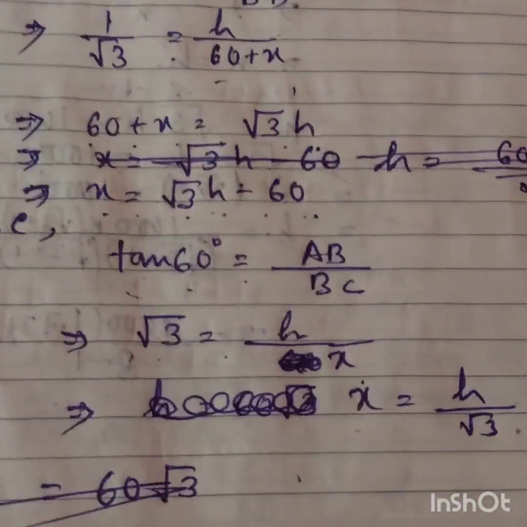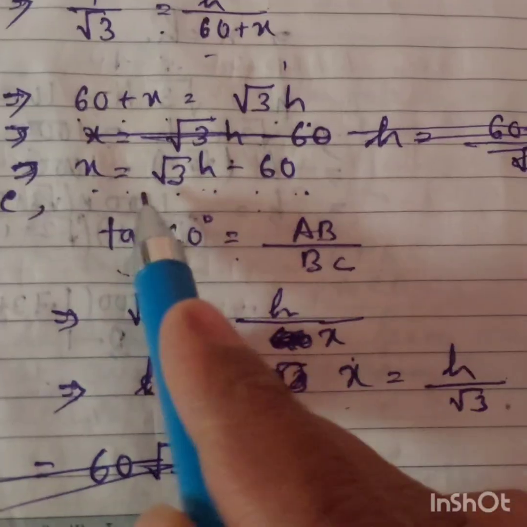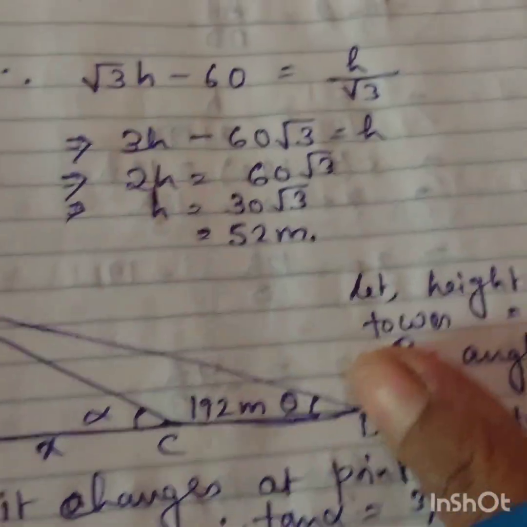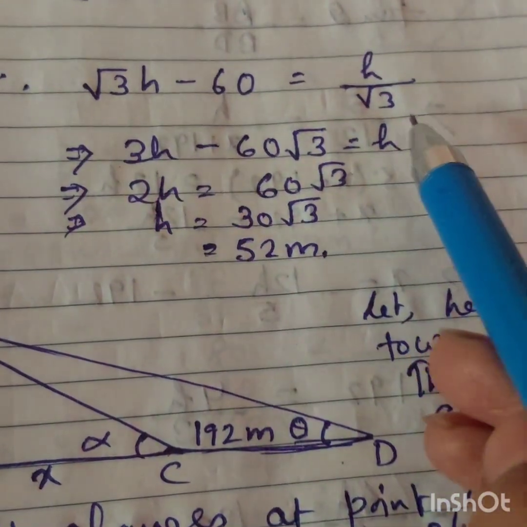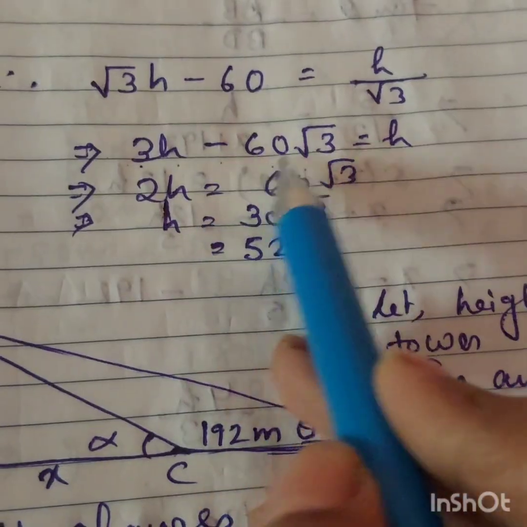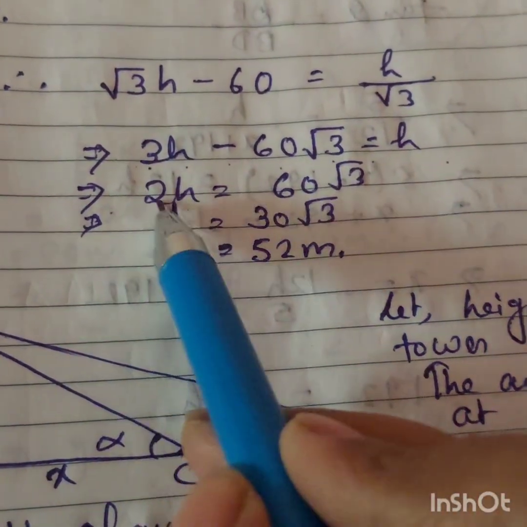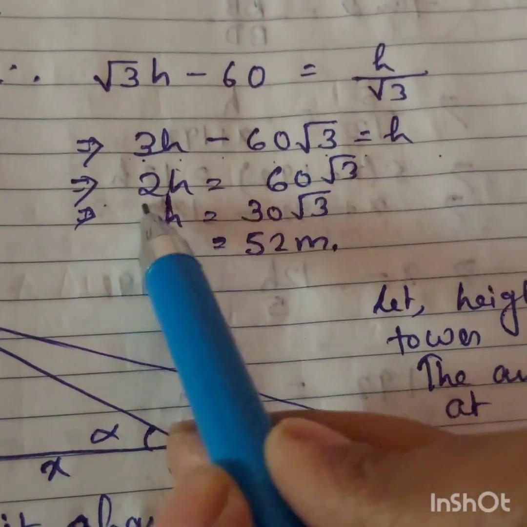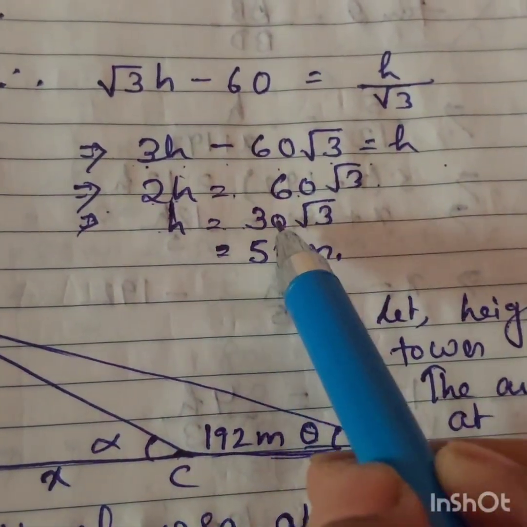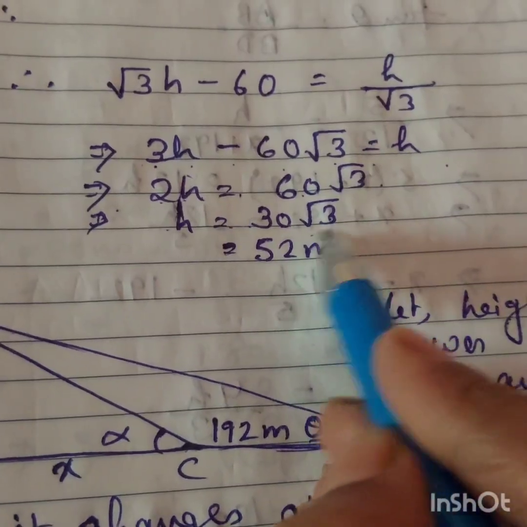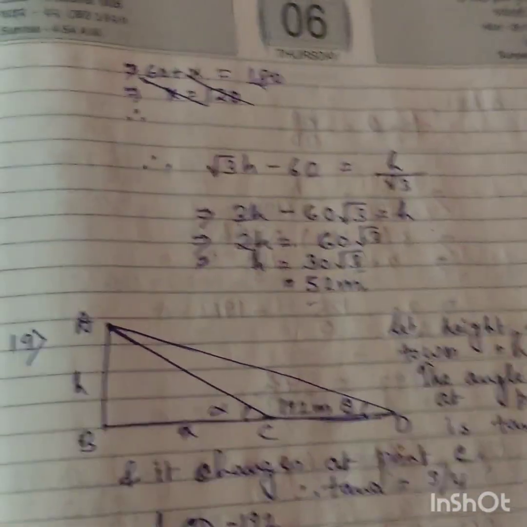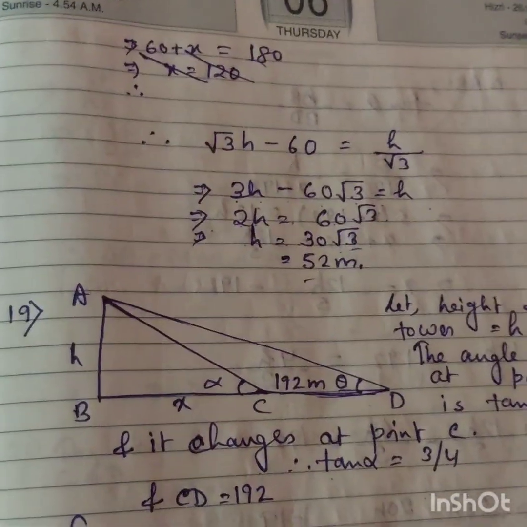So now equate the two x values, that is root 3h minus 60 and h by root 3. If you equate it, first I am multiplying this root 3 with this, so you will get 3h minus 60 root 3 is equal to h. That implies, if you do the side change, 2h is equal to 60 root 3, that implies h equals 30 root 3. If you put the value of root 3 after calculating it, you will get 52 meter. Okay, so the answer will be 52 meter.